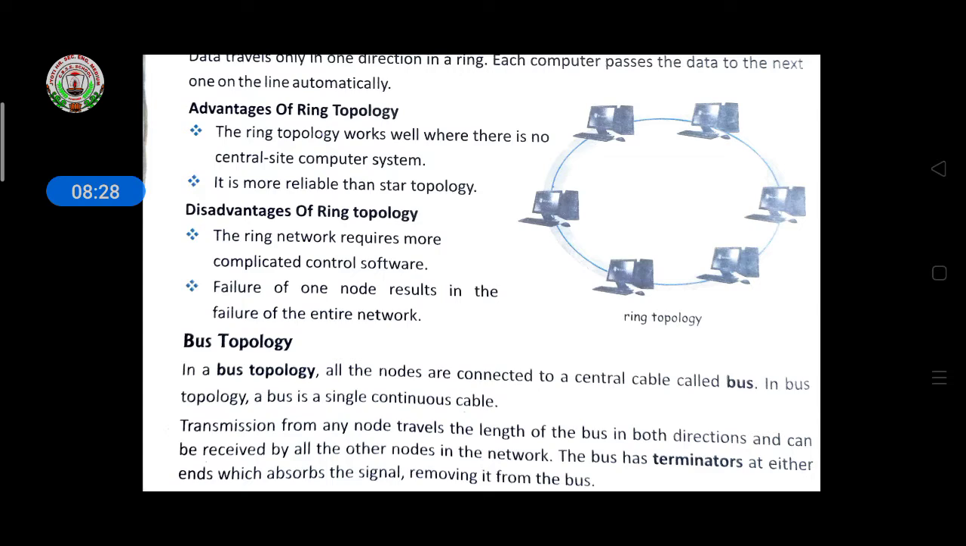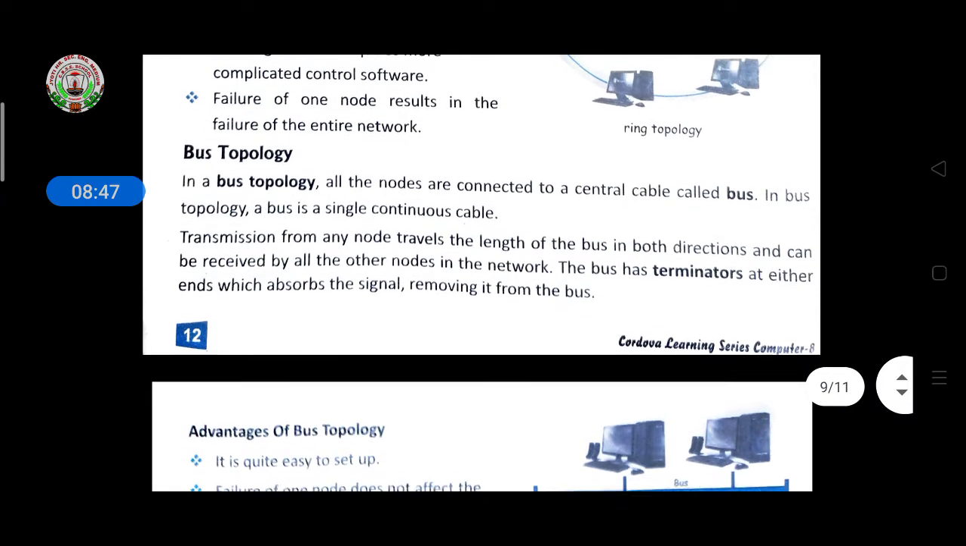Then the disadvantages: the ring network requires more complicated control software, and if one node fails, the entire network will fail. Say there are 6 systems. If any system fails, the entire network will fail. These are the disadvantages of ring topology.